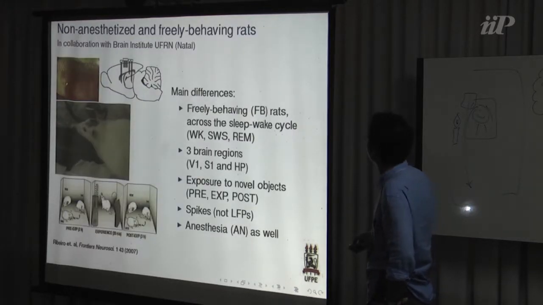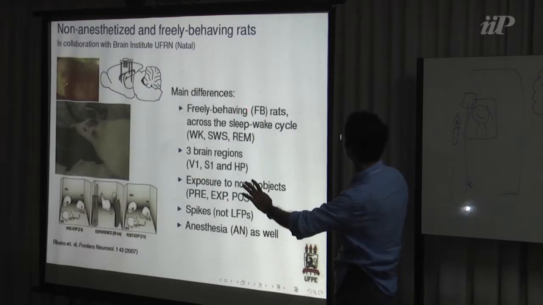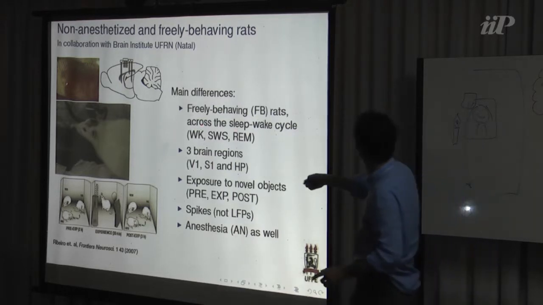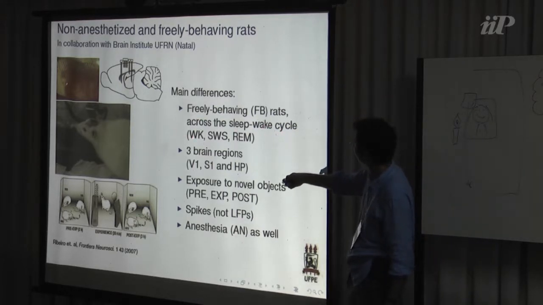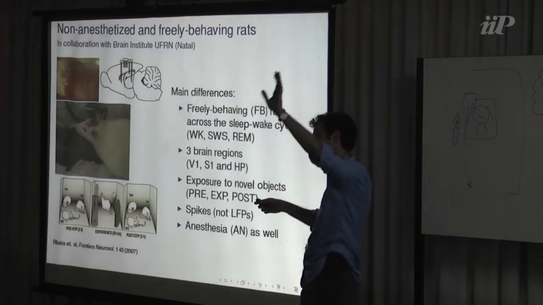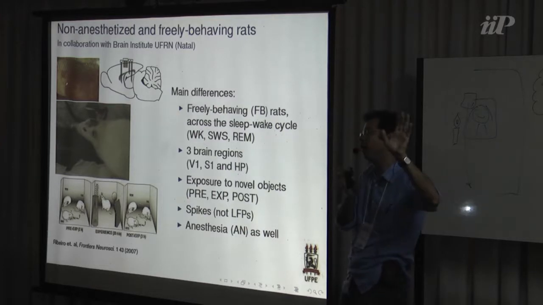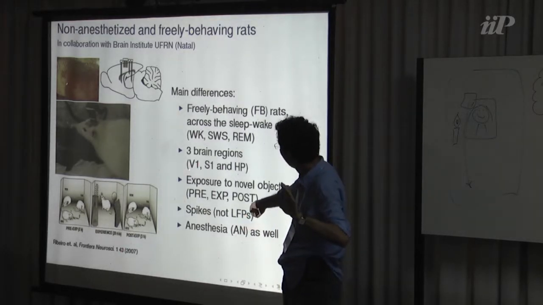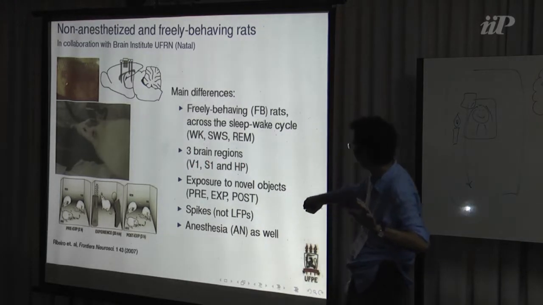And so there are main differences. So here we're talking about freely behaving rats. They can do whatever they want. They are awake, they can go to sleep across the sleep-wake cycle. Wake, slow-wave sleep, REM sleep. Three different brain regions, because it's a different experiment for different issues. So we had V1 implanted, S1 implanted, and the hippocampus.